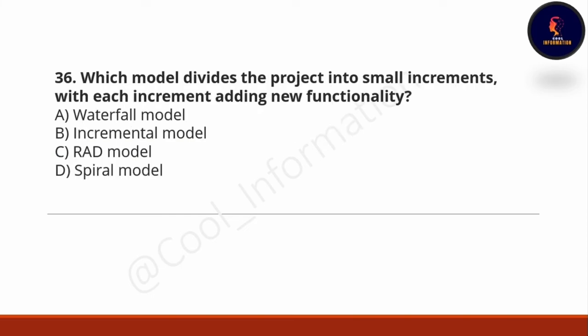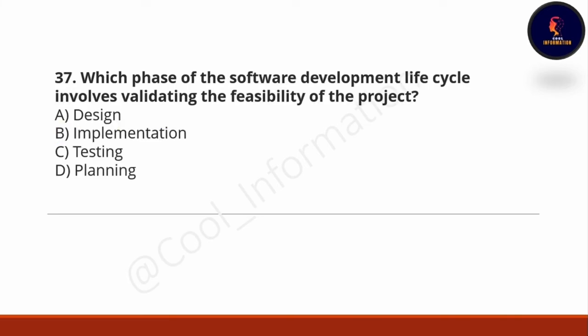Next question, which model divides the project into small increments with each increment adding new functionality? The options are waterfall model, incremental model, RAD model, or spiral model. Option B will be correct, incremental model. Next question, which phase of the software development life cycle involves validating the feasibility of the project? Option D is correct, planning. Planning is the phase in the SDLC.